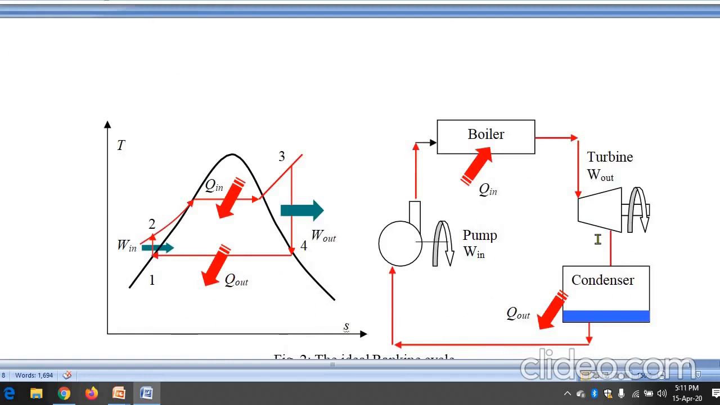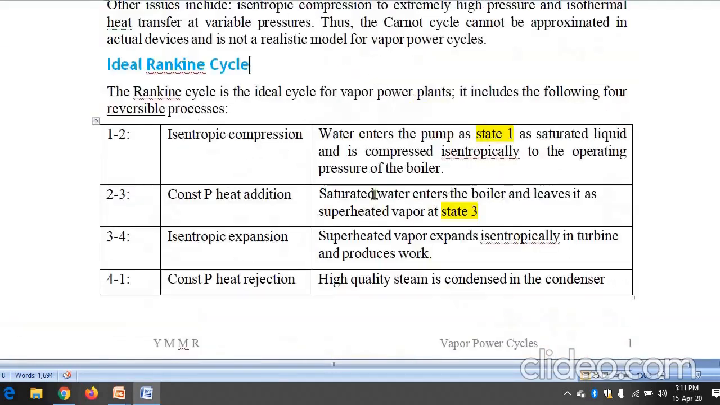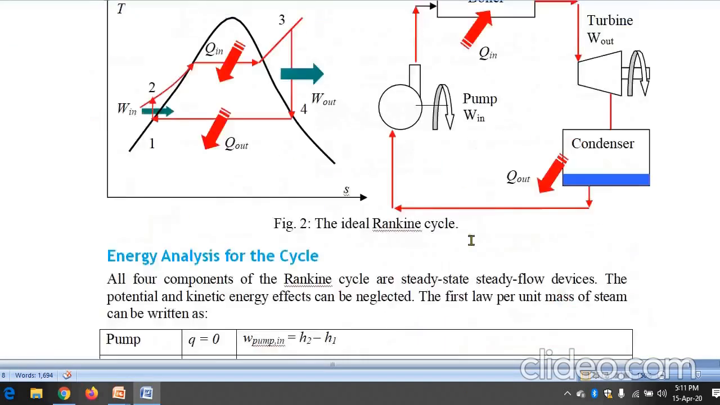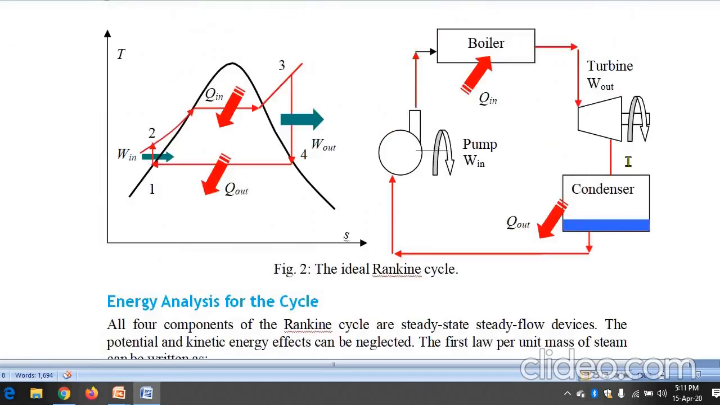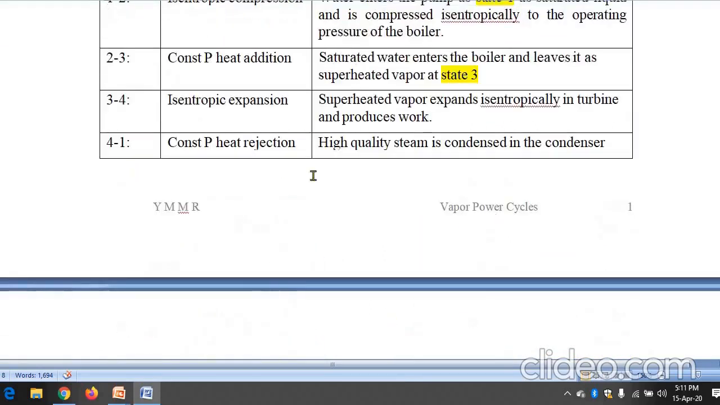Now 3 to 4 is the expansion of that superheated steam inside the turbine. At 3 it is entering, at 4 it is leaving. That is the isentropic expansion. Superheated vapor expands isentropically in the turbine till the condenser pressure. Then at 4 the exhaust stream from the turbine enters the condenser and at state 1 it is leaving. So 4 to 1 is the constant pressure heat rejection process. We are exchanging the heat from the exhaust stream to the condensate liquid. High quality steam is condensed in the condenser.